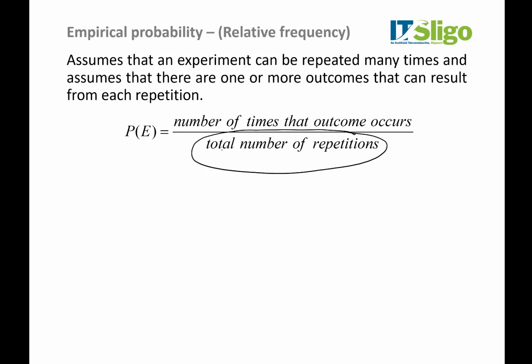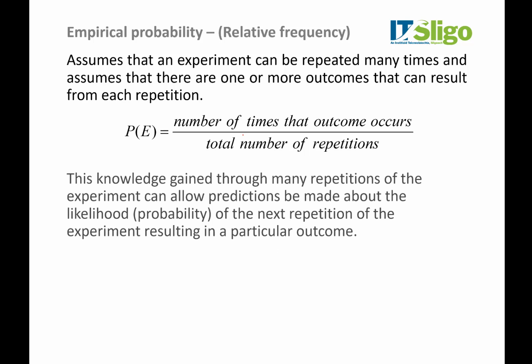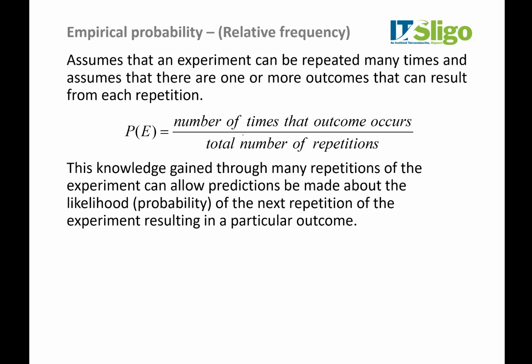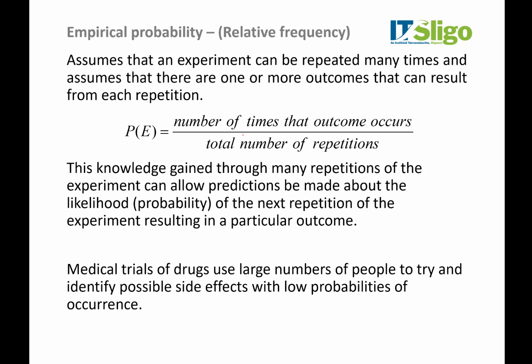But often this is the only way you can go. Sometimes if you're doing something that hasn't been done before, you can't really figure it out. You have to do experiments to see. So medical trials of drugs often use very large numbers of people, to try and pick up side effects that might only have very low probabilities of occurrence, because obviously that's very important from a drugs trial point of view. So medical trials would certainly be empirical probability trials.